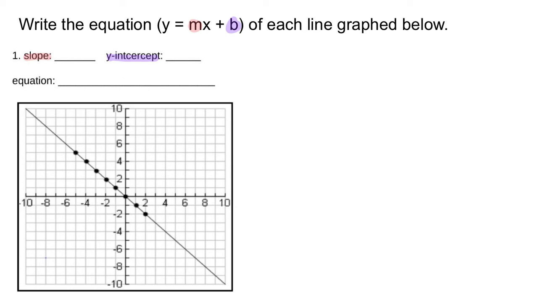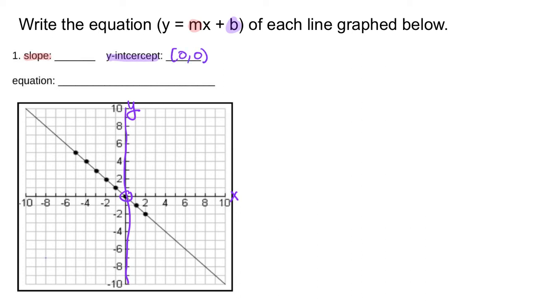For the y-intercept, that's where it crosses the y-axis. I would always start by labeling your x and y-axis. Our x is our horizontal axis, our y is our vertical axis. And so we can see right here, where is our given line crossing? It's going to cross right here at the origin. So the y-intercept in this case is (0, 0).